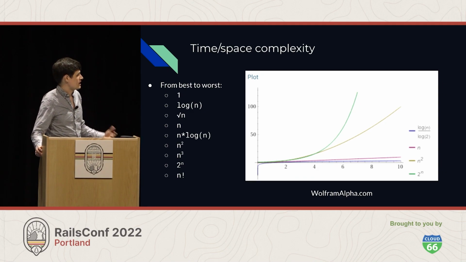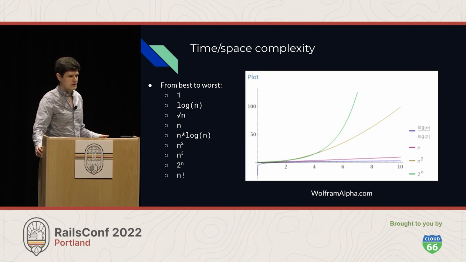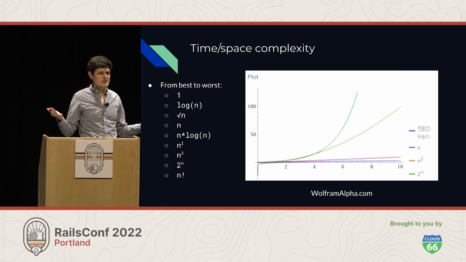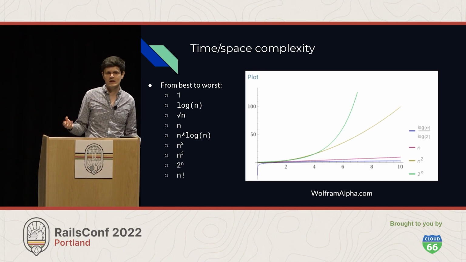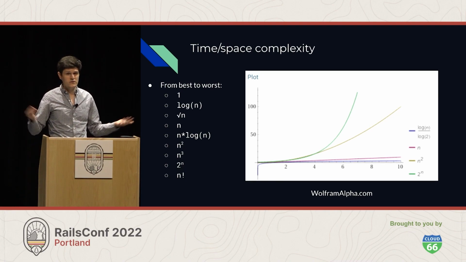A really good time or space complexity, we're just going to be talking about time complexity moving forward, is constant time, or big O of 1. You can see it doesn't have an n in there, so that means that it's going to take roughly the same amount of time to execute regardless of your input. So it scales essentially perfectly.